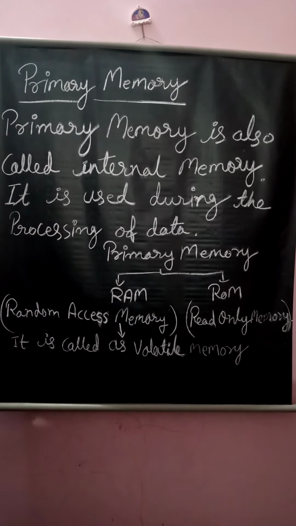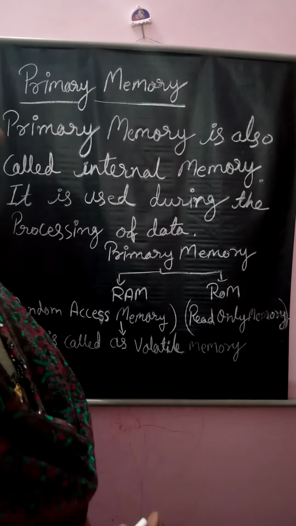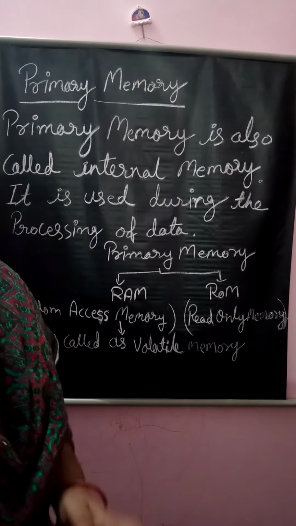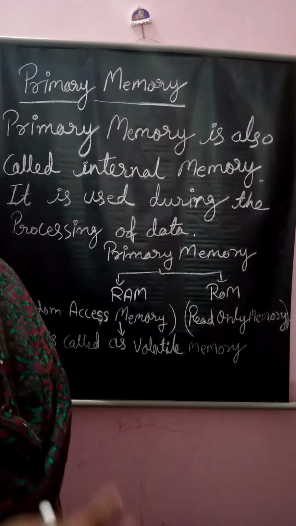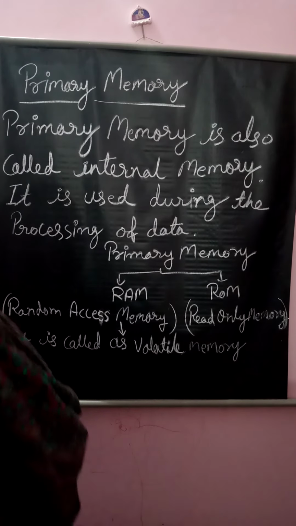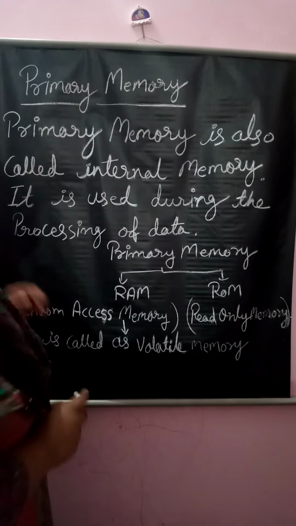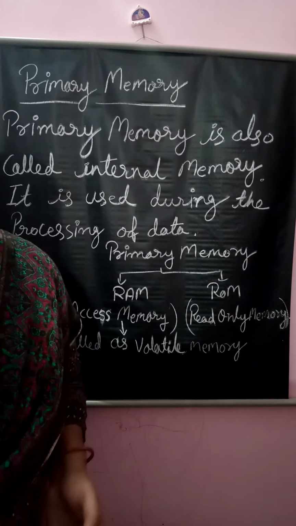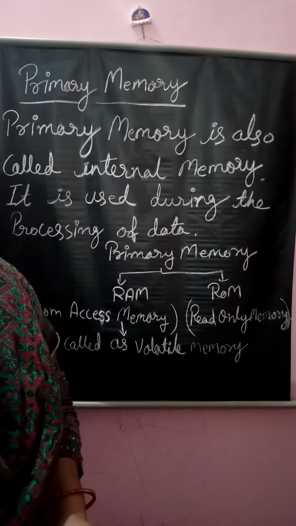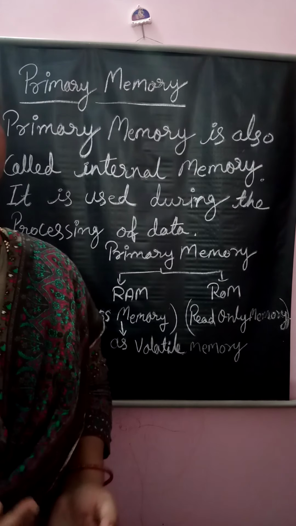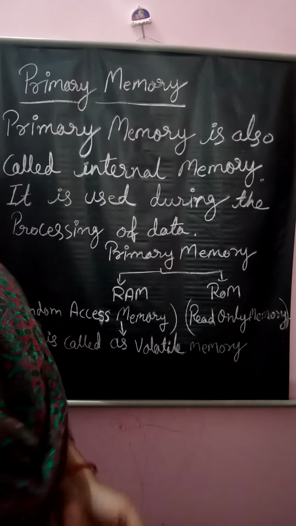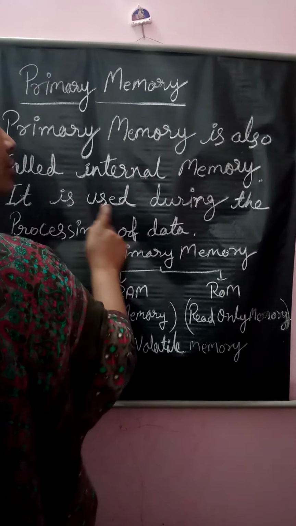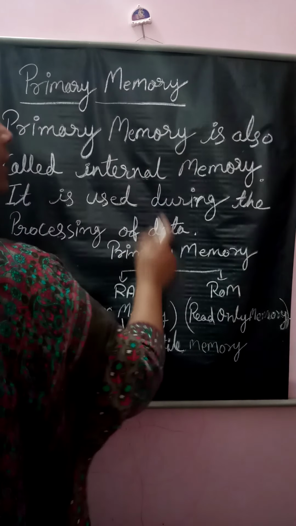So we already learned about the units of memory and the types of memory. Broadly, there are two types of memory, primary and secondary. So we will go for the primary memory. Primary memory is actually the internal memory, which works with the computer when the computer starts processing. Primary memory is also called the internal memory. It is used during the processing of data.